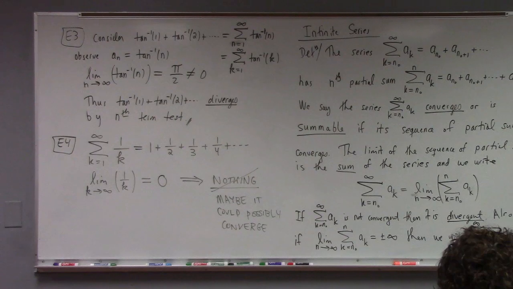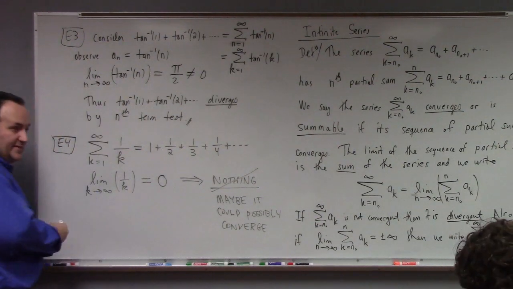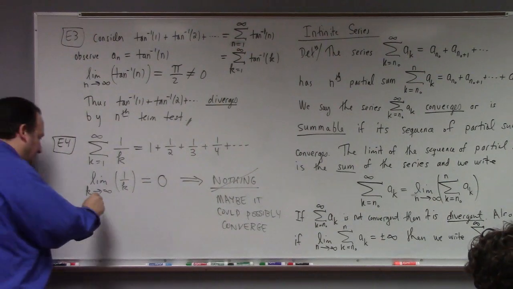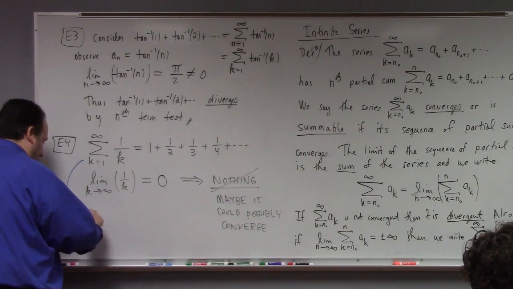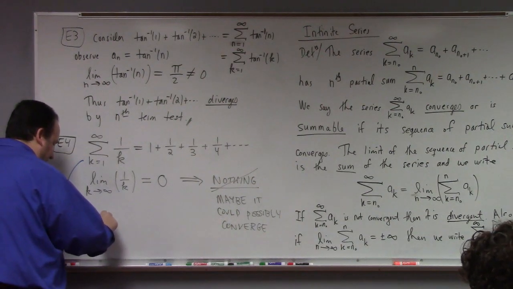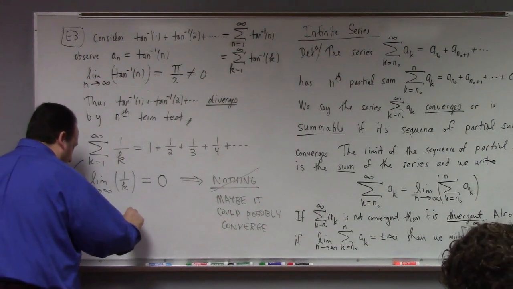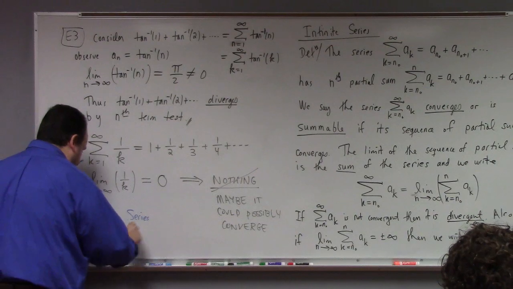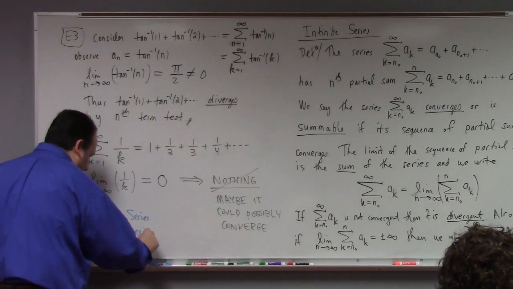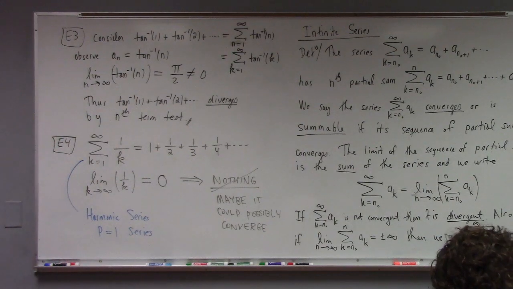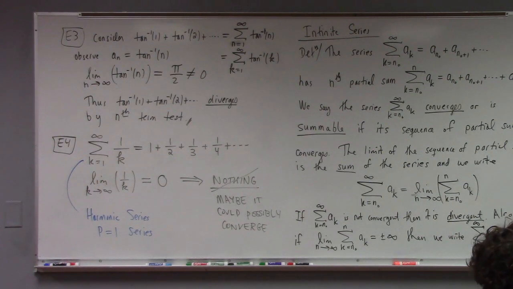So the only purpose of this test is to detect divergence. That's why I'm calling it the divergence test. So this, as it turns out, is called the harmonic series, and we'll prove it doesn't converge in a future lecture probably. So this is actually called the p=1 series in terms of our later language. All right, so let's move on here.